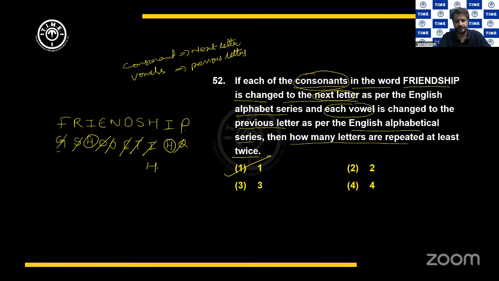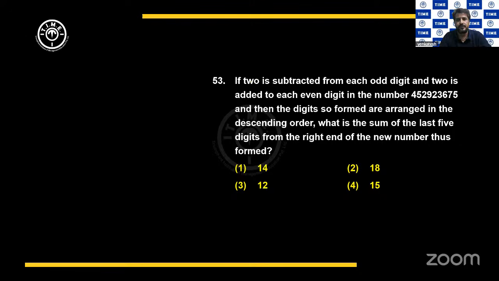Right. Let's see the next question. If 2 is subtracted from each odd digit and 2 is added to each even digit in the number 45292365, and then the digits so formed are arranged in descending order, what is the sum of the last 5 digits from the right end of the new number thus formed?